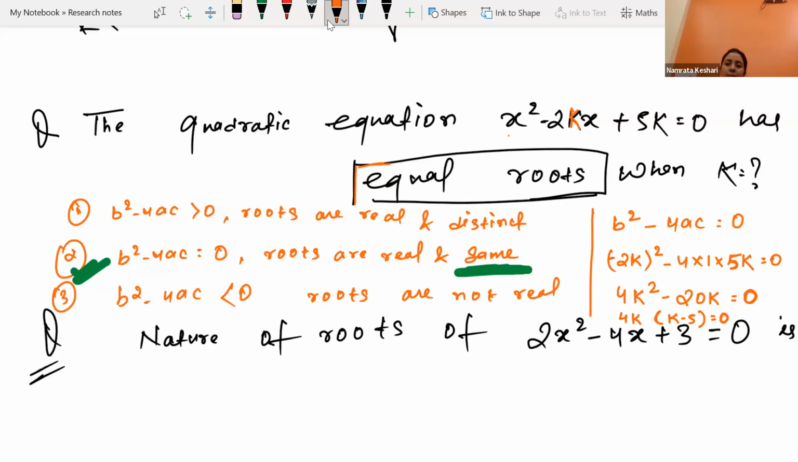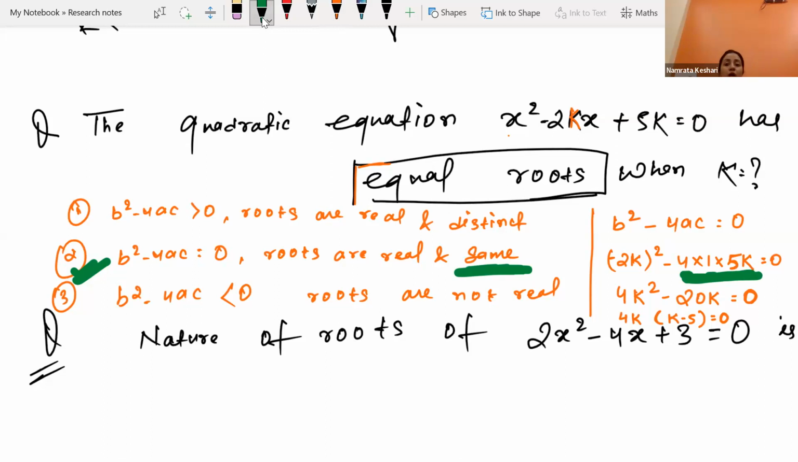See, BODMAS says first do the multiplication. So these are multiplications. We will multiply all of them. Have you done the subtraction first or what? 4 into 1 into 5k will be 4 times 5, 20. 20k we will have over here. And 2k whole square will be 4k square. Yes or no? So 4k square minus 20k is equals to 0.